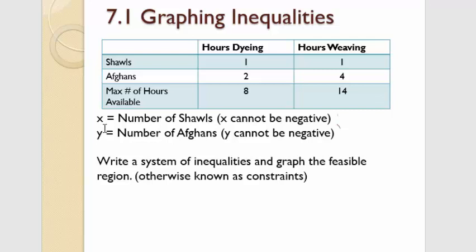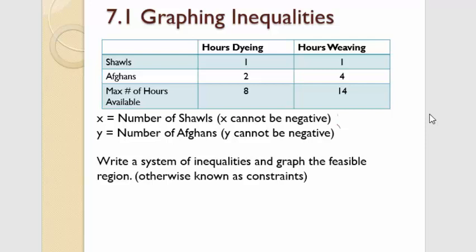So if x equals the number of shawls created per day, and y equals the number of afghans created per day, another constraint will be that x cannot be negative, because you can't produce a negative amount of shawls. It has to be a positive number. Y cannot be negative. You can't produce a negative number of afghans. So we're going to show this on our graph when we graph these inequalities. But first, let's pull the information out of this table and put it into an inequality.